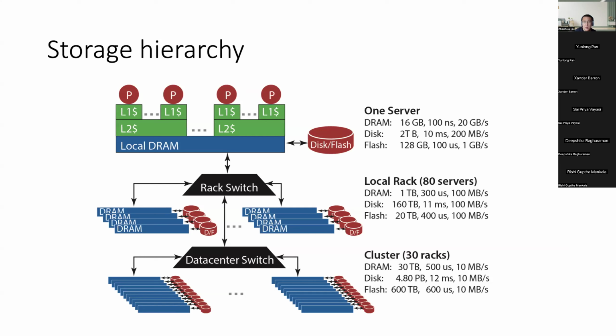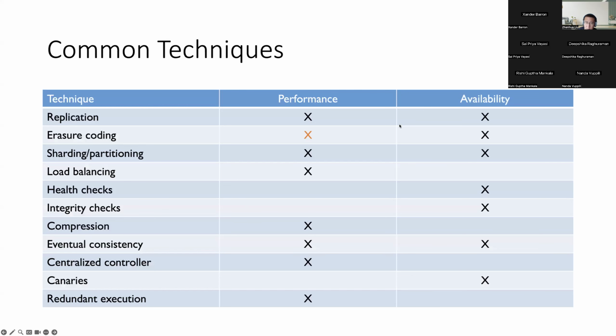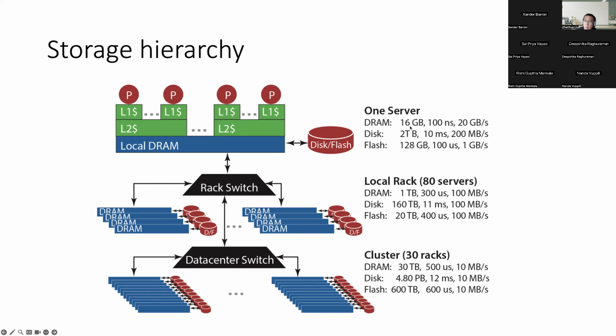So here we list the differences. If you use the local one, you may have 16 gigabytes of memory, and it's very fast. You can read with very high bandwidth and low latency. If you use disk, the disk is much larger, but it's slower. Flash is something in between.